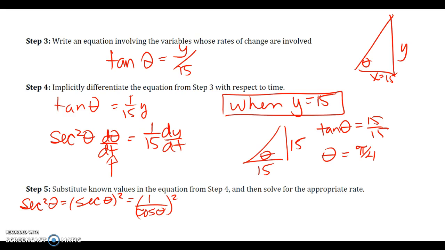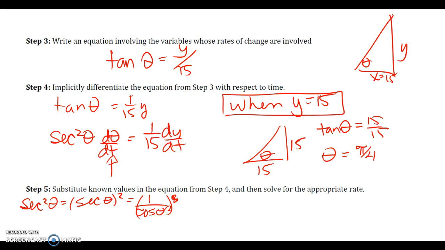cosine of pi divided by 4 is 0.707, times 2 is this, and then 1 over that number. I'm going to take this number, 1 over that number. Okay, cosine of 45 is 0.707, or pi over 4. Squared, it's 0.5, 1 over 0.5. That square should be in there. 1 over 0.5 is 2. So the secant squared of theta is 2.